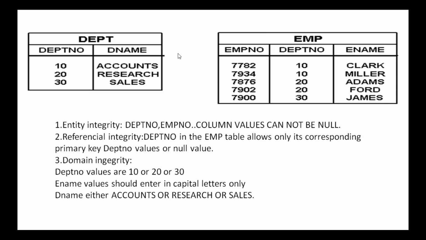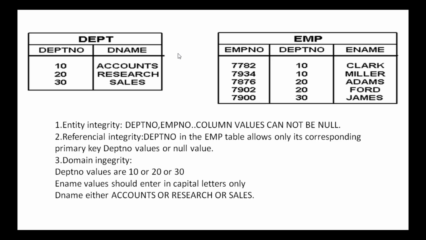Just see this example, then you can understand those constraints. Department table and employee table. The entity integrity refers to the primary key: in the department table, department number is the primary key, and in the employee table, employee number is the primary key. It cannot be null and should be unique also. Coming to referential integrity, department number in the employee table is a foreign key. It contains only its corresponding primary key department number values or null values. In the employee table, the department number column contains only 10, 20, 30, which are the primary key values in the corresponding department table.